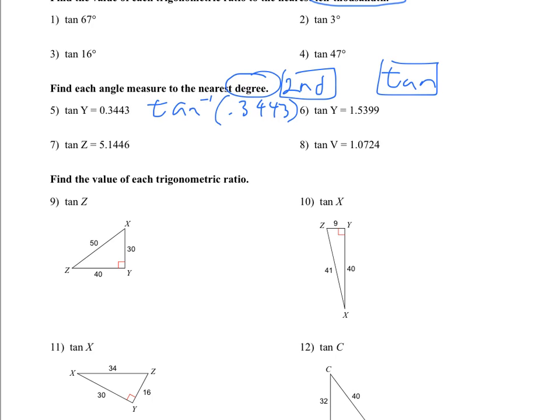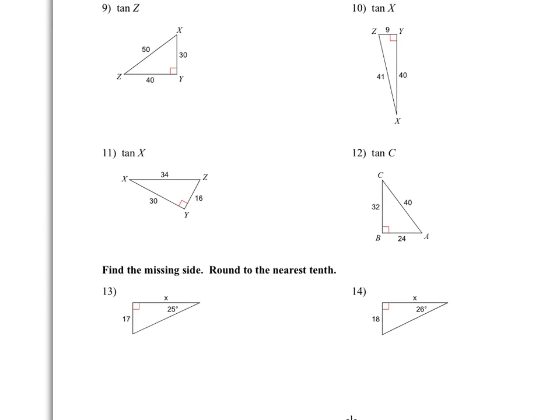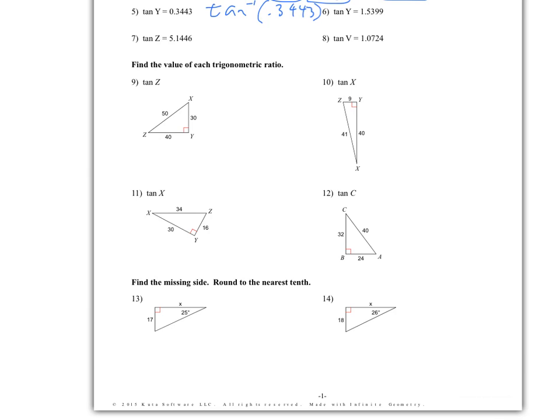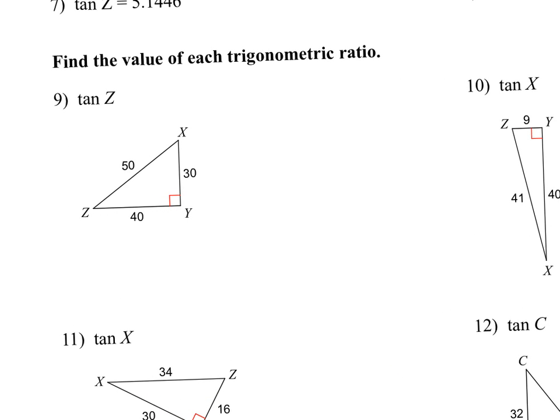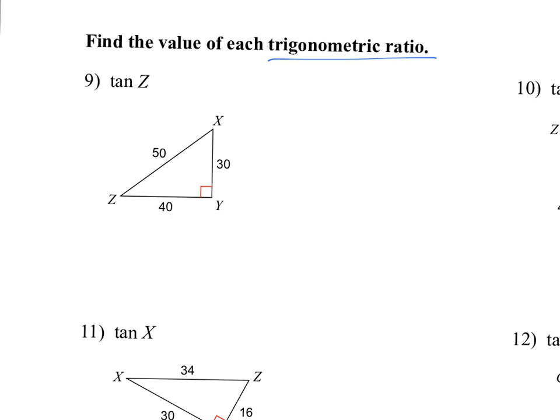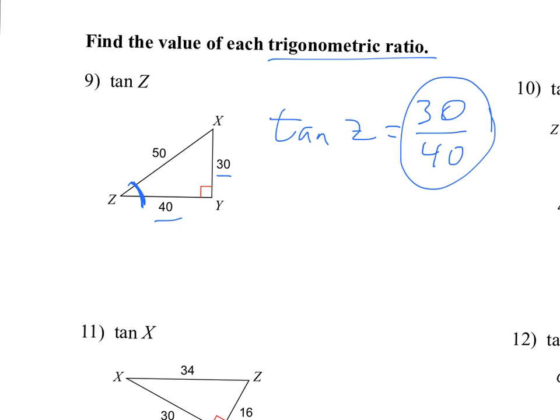Now number 9 through 12, this one, you're not trying to solve for a value, you're just finding the trig ratio. Sorry about that. You're just solving the trig ratio. So the tangent of angle Z, what's the trig ratio? Opposite over adjacent. That's it. Nothing more than that. Just finding that opposite over adjacent.